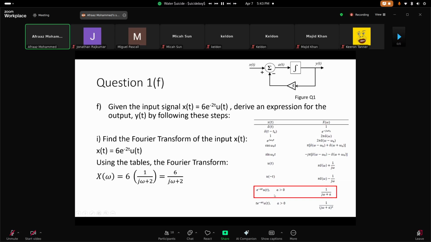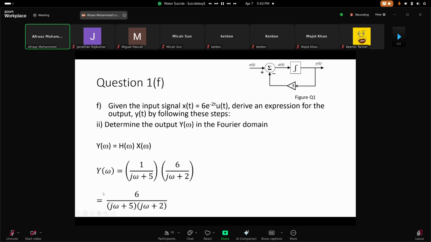So this is the one we're looking at, e to the minus 2t u of t. 6 is just an integer value on the outside. So that's why, how I did this here, X of omega is going to be equal to 6 multiplied by 1 over (j omega plus 2). So 6 multiplied by the e to the minus 2t u of t gives you 6 over (j omega plus 2). So that is the first part.